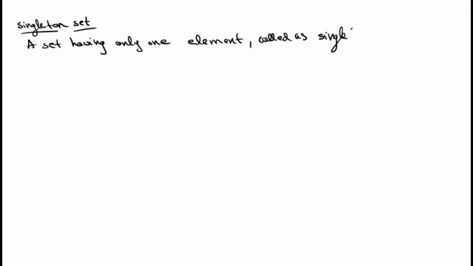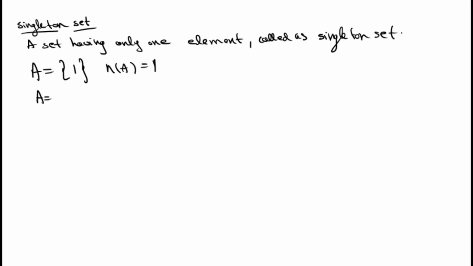Next is singleton set. Definition says a set having only one element is called a singleton set. The name itself says, right, single. Singleton means the set has only one element. That time we call that set a singleton set. For example, set A is equal to 1. What is n of A? Cardinality of A equals 1 only, so it's a singleton set.